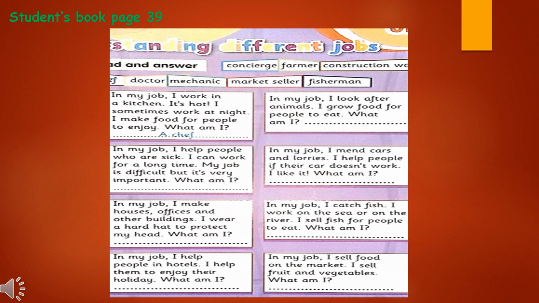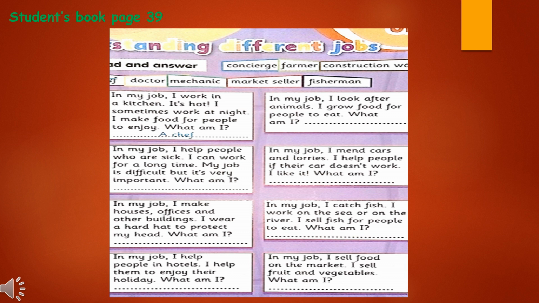Now, let's deal with page 39 in your student's book. In this page, we have to know more about the jobs or the professions that we have in our society. We will understand more and more about jobs. Now, we have to guess. In each box, we have information and we have to guess the job. On top of this page, we have the different jobs, and we are going to take from them and guess or write them in the boxes.